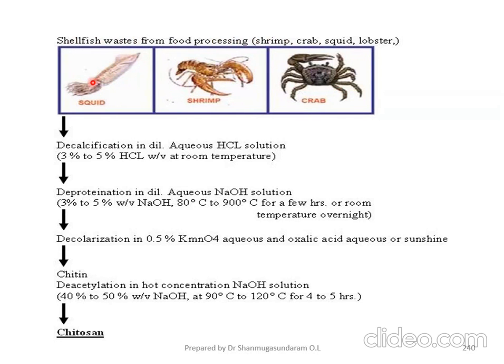So after the collection of waste from the food industry, you are removing the impurities present in the waste. Then you are removing the protein present in the waste. Then you are removing the color. So finally you are getting chitin polymer. Once the chitin polymer is obtained, you are removing the acetyl group present in the chitin. You are getting the chitosan polymer. So this is the step-by-step procedure involved in the production of chitin and chitosan polymer.